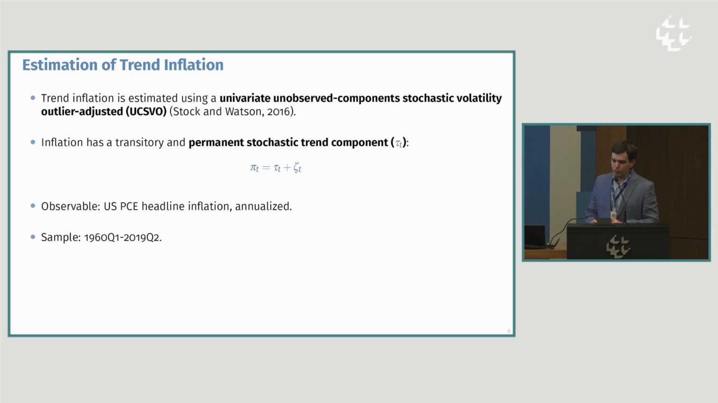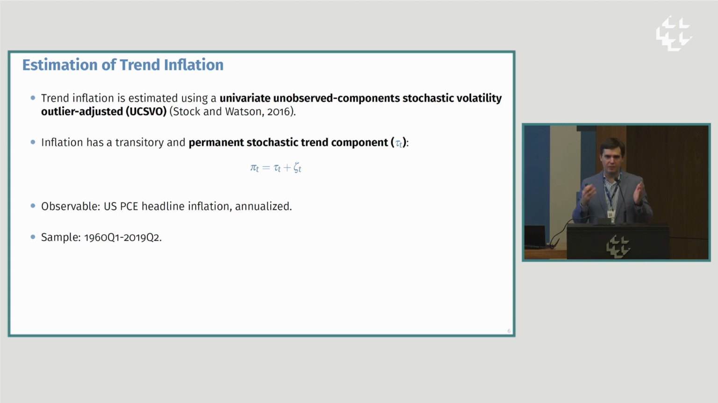So how do we extract this trend inflation, this persistent shift in inflation for the US? We follow this univariate unobserved component stochastic volatility outlier adjusted model that has been proposed by Stock and Watson in 2016. This is one of the most popular models used to extract trend inflation in the US. They have a multivariate version, but we are going to focus on the univariate version of this model.